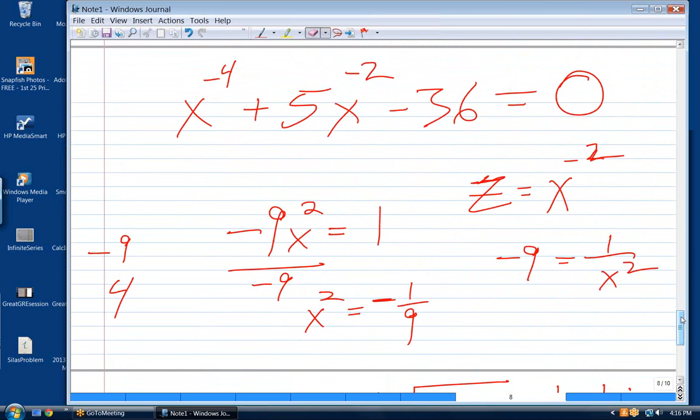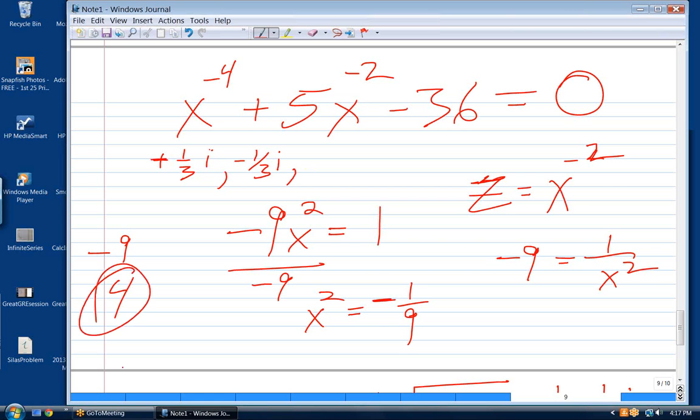So here was our original equation, and notice it's a quartic, even though it's minus 4, it's still a quartic. So one solution is plus 1/3 i. The other solution is minus 1/3 i. It's good because they always come in pairs. So there's two more solutions, and that's going to provide them.